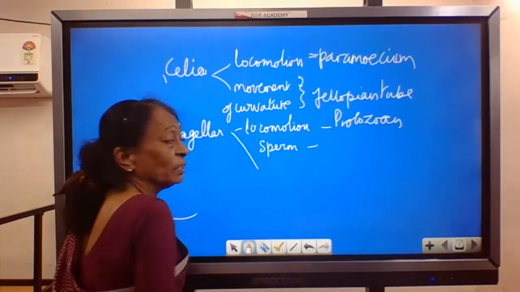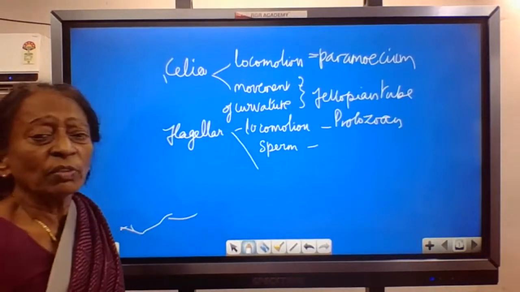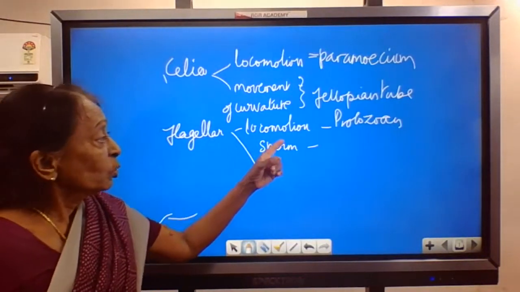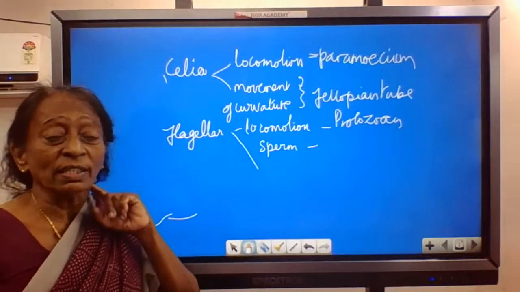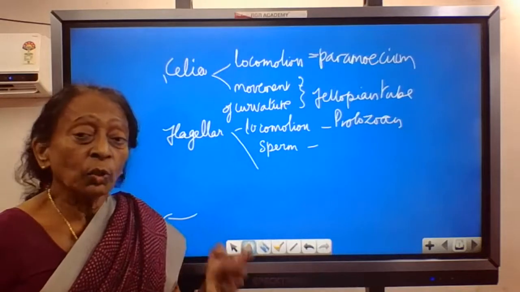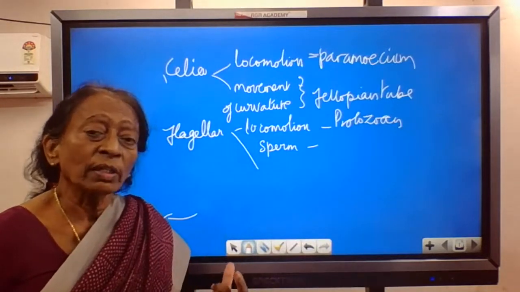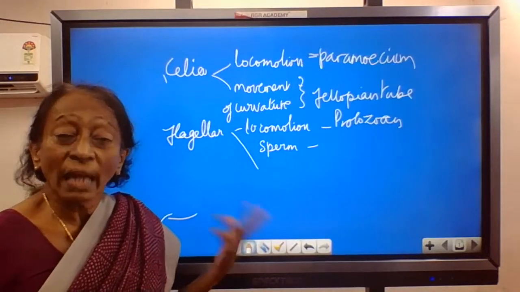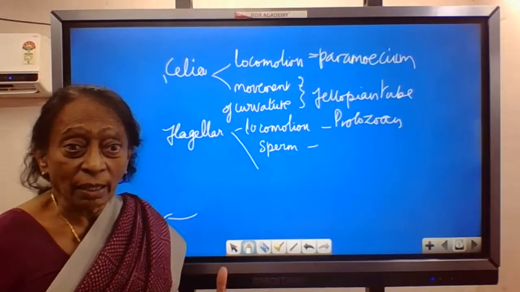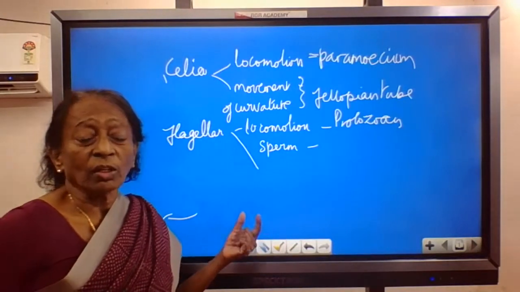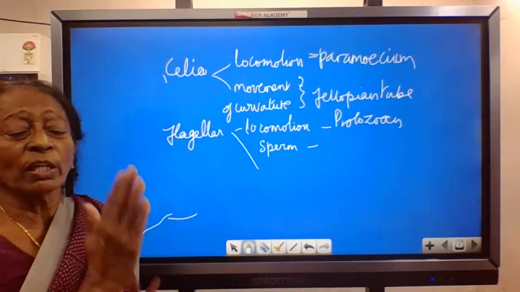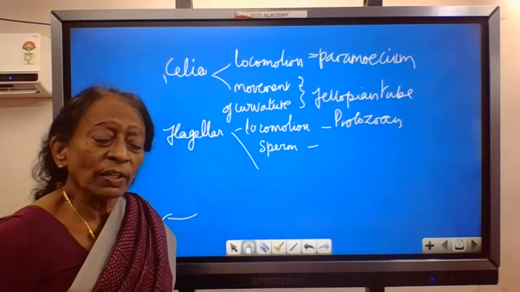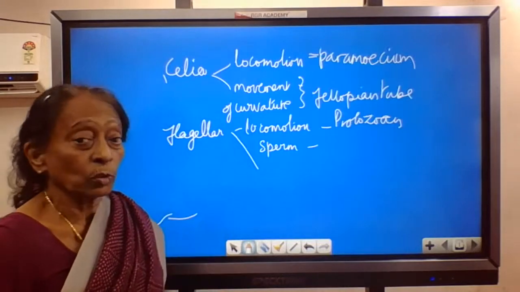Now for locomotion, the movement of the flagellum is mostly in unicellular organisms like protozoans. Take Euglena, the species of Euglena. Then take Chlamydomonas. Chlamydomonas moves with cilia and not with flagella. Particularly in Euglena, there are two flagella, one short and one long. So flagellar movement is exhibited in the protozoans.